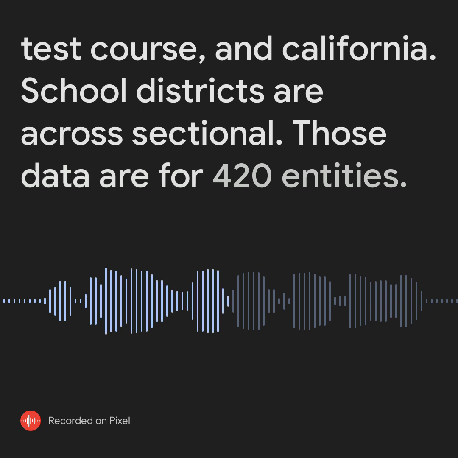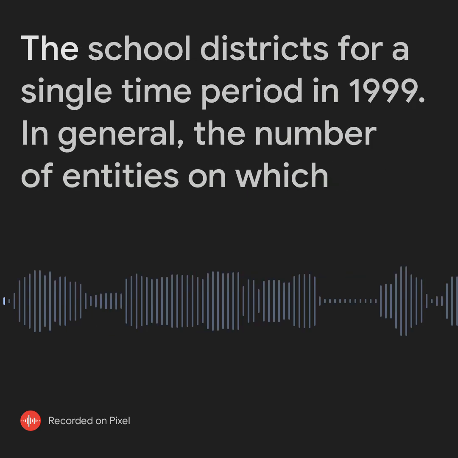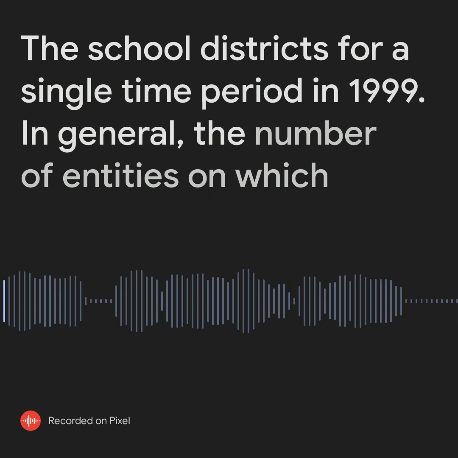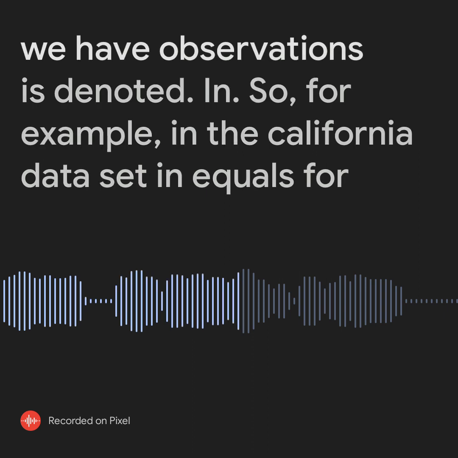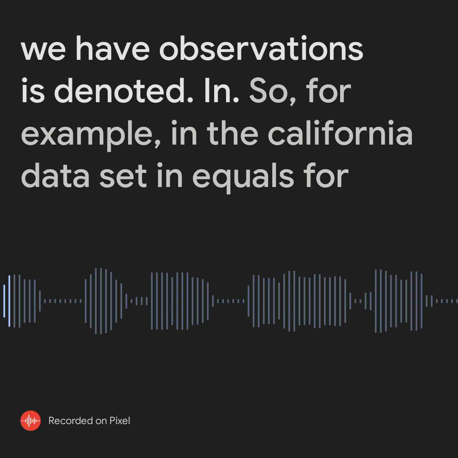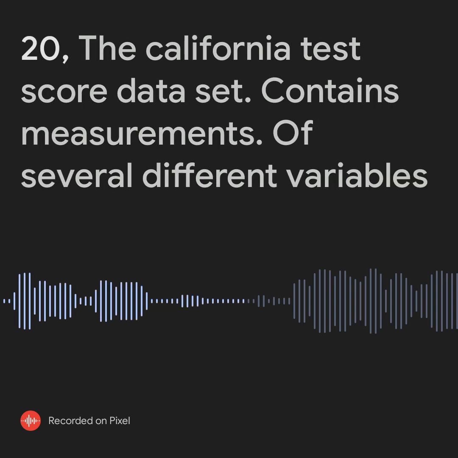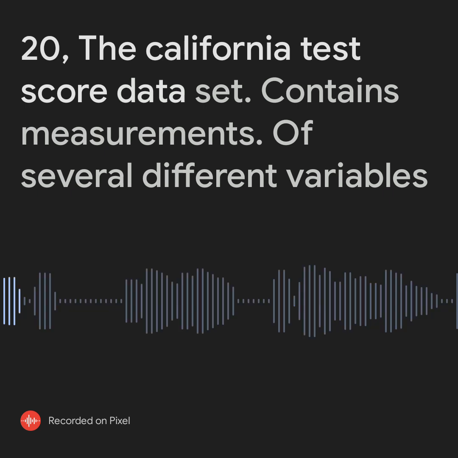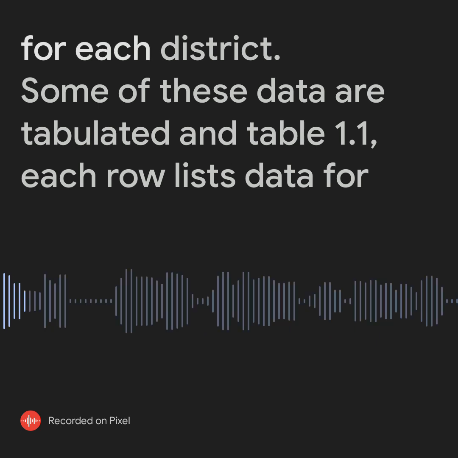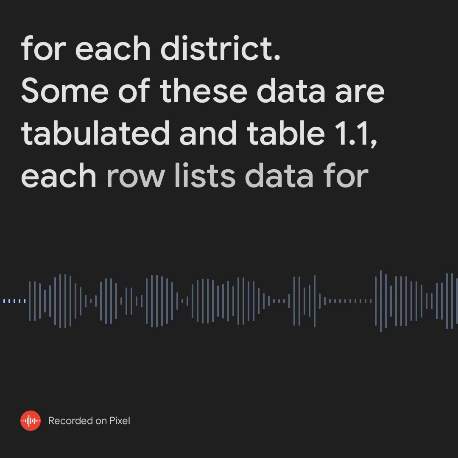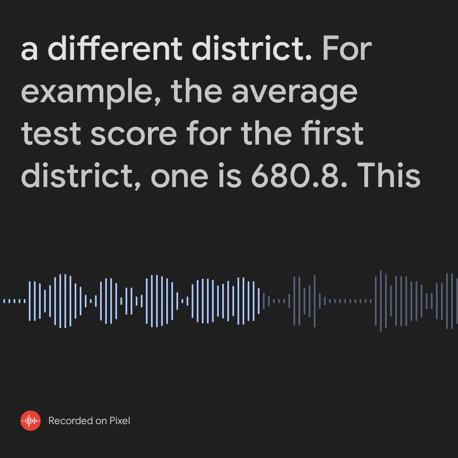Those data are for 420 entities, school districts, for a single time period, 1999. In general, the number of entities on which we have observations is denoted N. So, for example, in the California data set, N equals 420. The California test score data set contains measurements of several different variables for each district. Some of these data are tabulated in Table 1.1. Each row lists data for a different district.